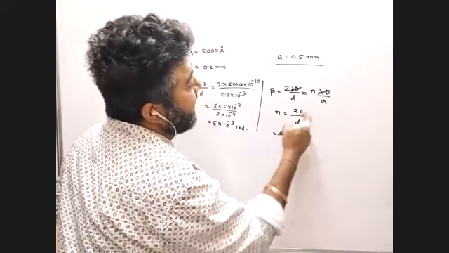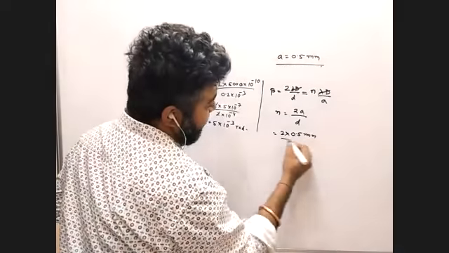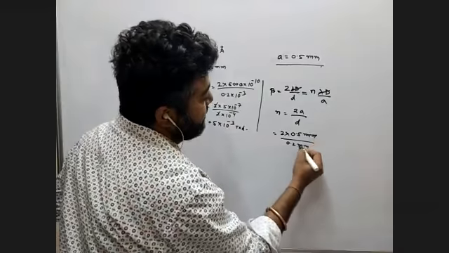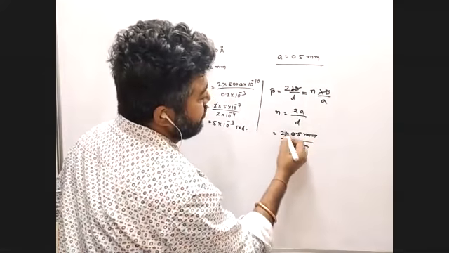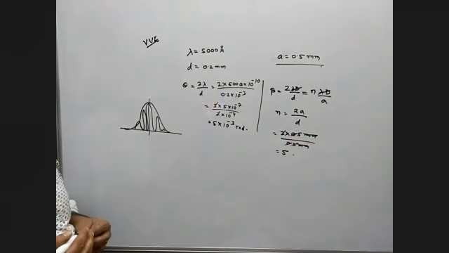So 2a is how much? 0.5 millimeter. And d is how much? 0.2 millimeter. So millimeter cancels, point cancels, 2 cancels. The answer is 5. I hope you understand that part.